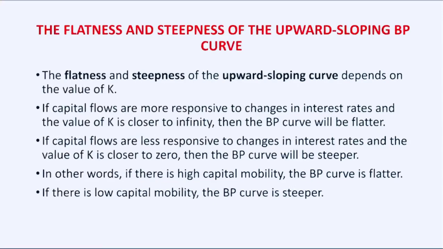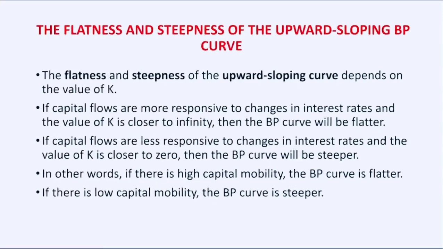Now, if capital flows are less responsive to changes in interest rates and the value of K is closer to 0, which simply means capital flows, but there are too many restrictions. So it flows just limitedly, in a little amount. So the BP curve will be steeper. It will be closer to being vertical than being horizontal. In the case of flatter, it's closer to being horizontal than being vertical. In the case of steeper, it is closer to being vertical than being horizontal.